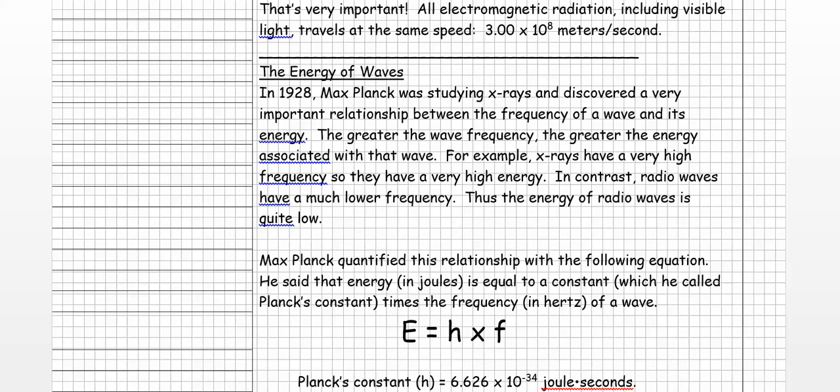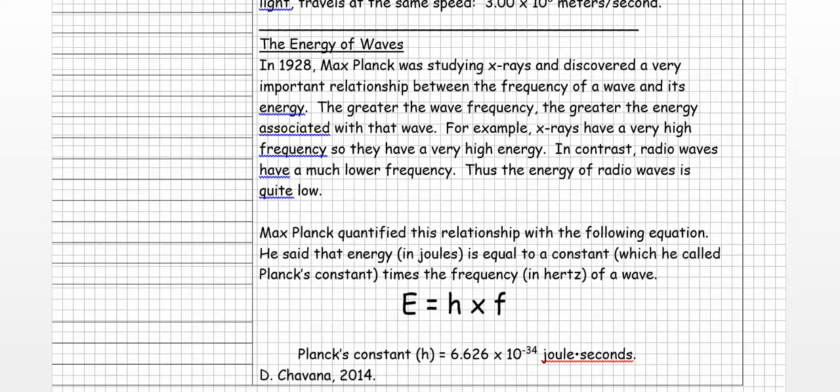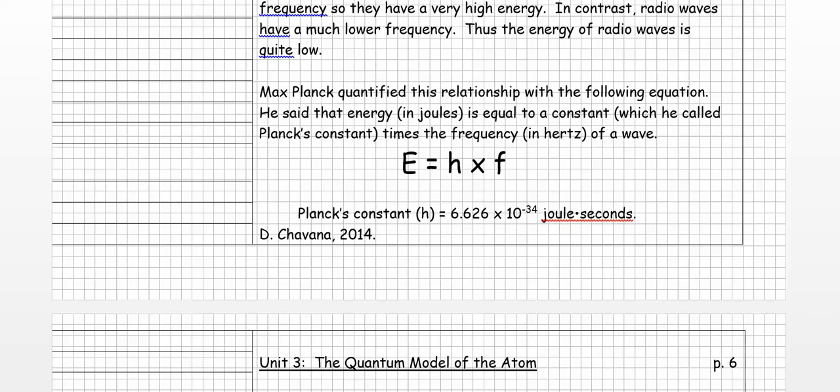Max Planck quantified this relationship with the following equation. He said that energy in joules is equal to a constant, which he called Planck's constant, times the frequency in hertz of a wave. So this is a very important equation here because it quantifies the relationship between frequency and energy. Remember, this is a constant, right? So the higher the frequency, the higher the energy. They're directly related.